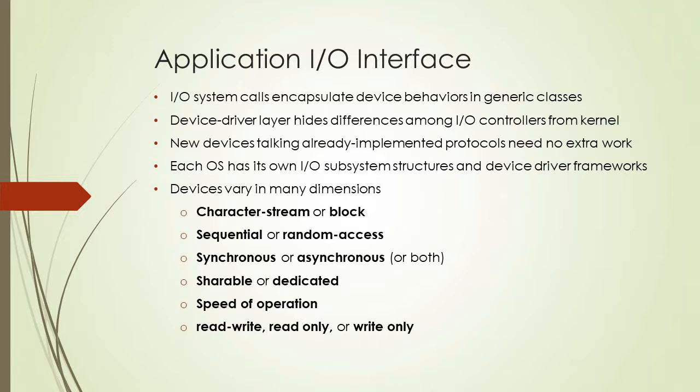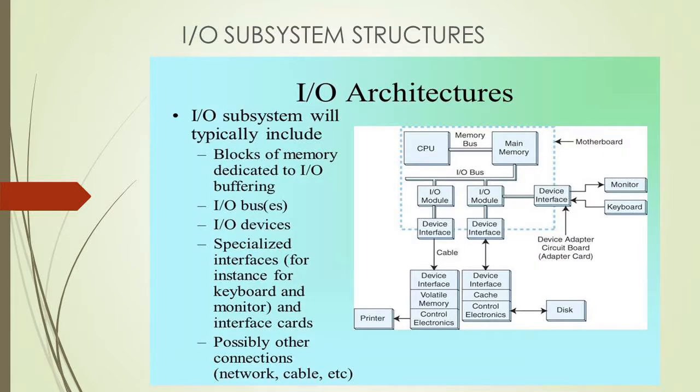Devices vary in many dimensions. First, character or block. Second, sequential or random access. Third, synchronous or asynchronous, or both. Fourth, shareable or dedicated. Fifth, speed of operation. Sixth, read-write, read-only, or write-only. This is the I/O subsystem structure.